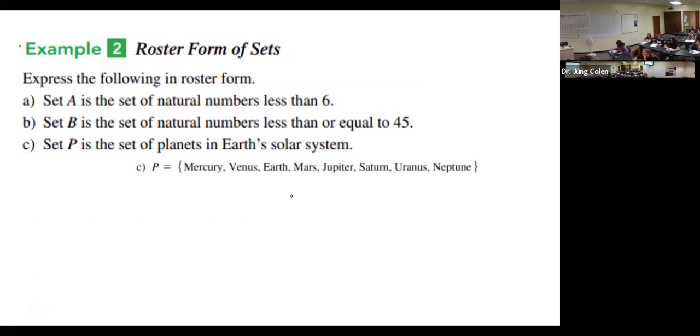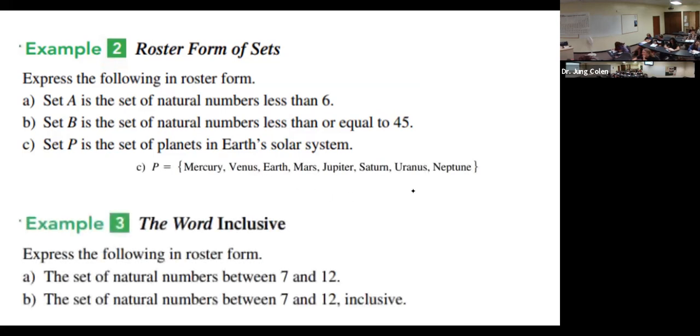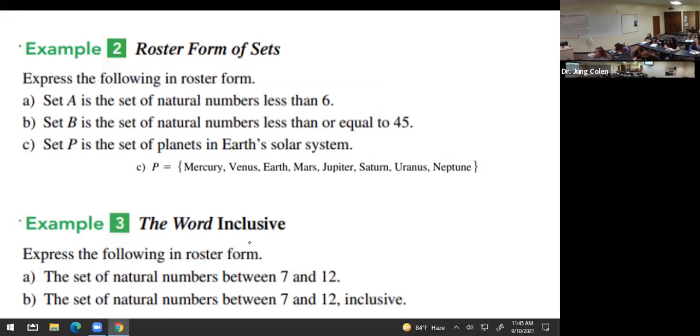So we have answers here. Mercury, Venus, Earth, Mars, Jupiter, Saturn, Uranus, and Neptune. Does this order matter? No, it doesn't, because it's still an equal set, okay? How about this one? Word inclusive. We already know what inclusive means, right? So can you express the following in roster form? The set of natural numbers between 7 and 12.